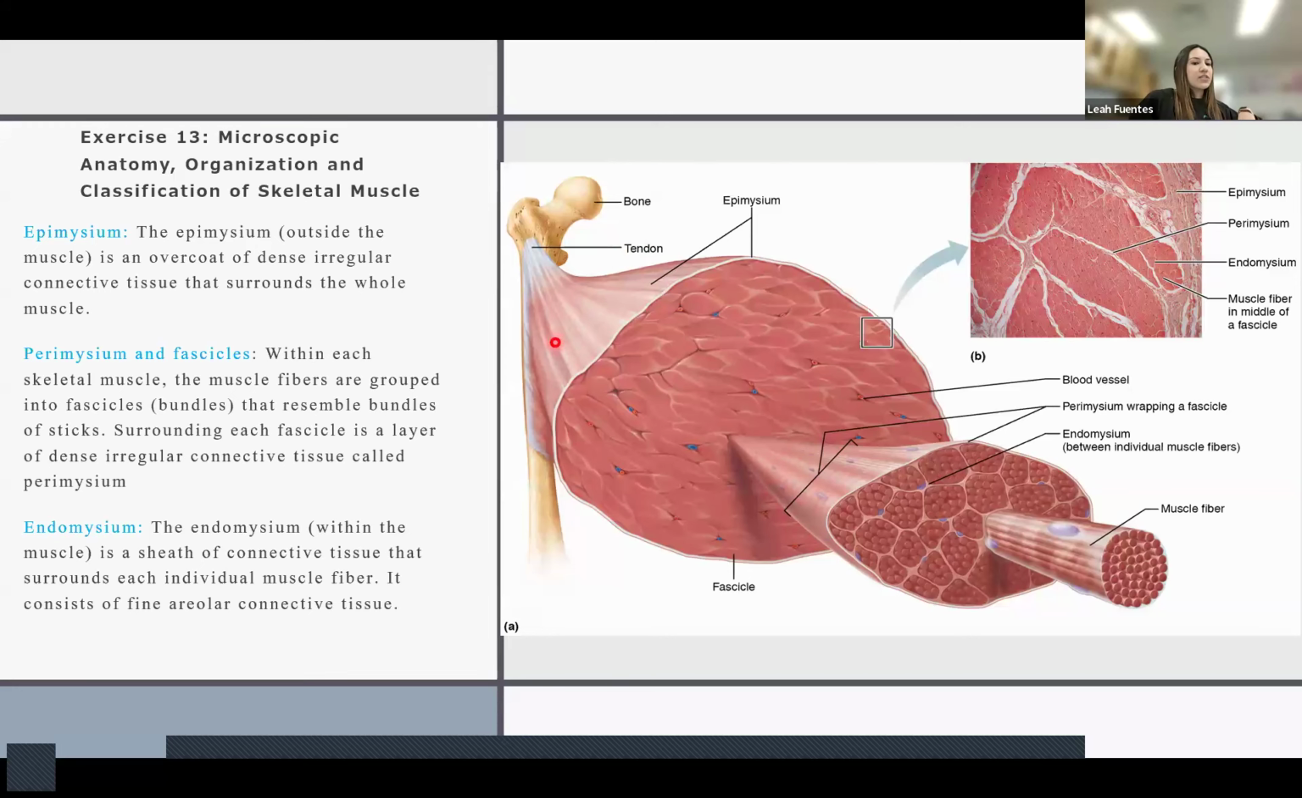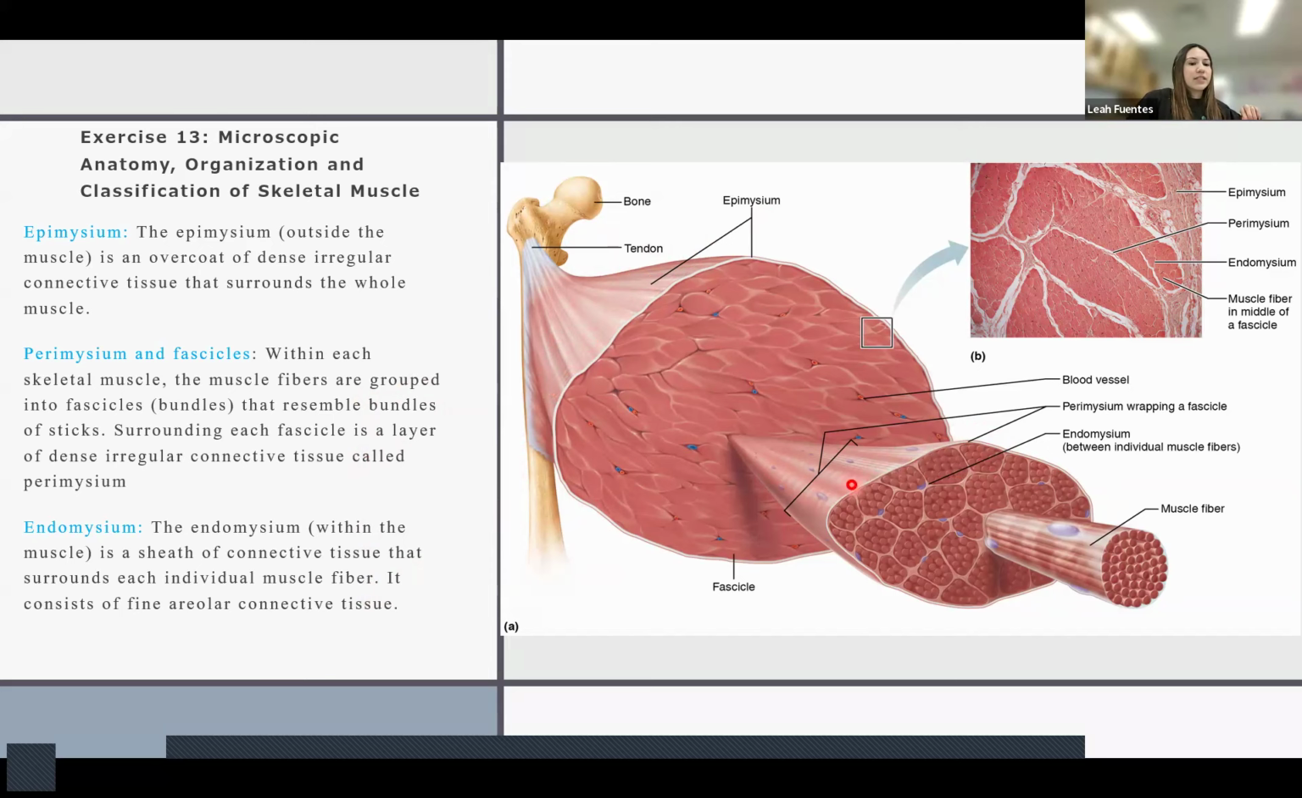This is outside of the muscle, and it's an overcoat of dense, irregular connective tissue that surrounds the whole muscle. We have the perimysium, which includes fascicles. These are within each skeletal muscle. The muscle fibers are grouped into the fascicles that resemble bundles of sticks, which are what we have here. Here's that perimysium.